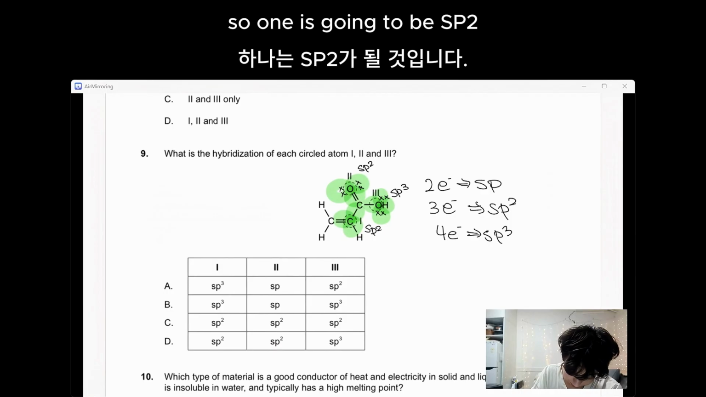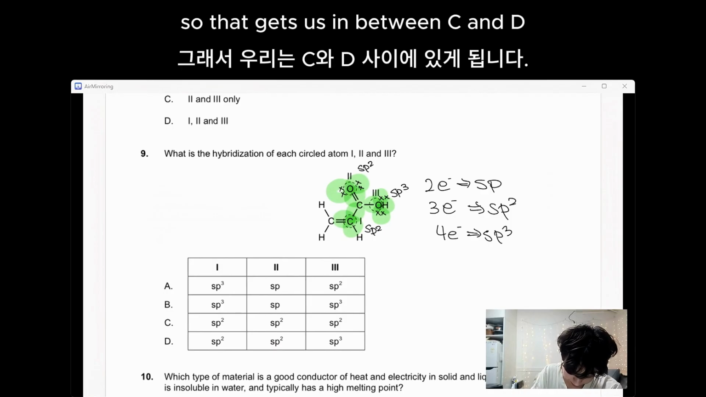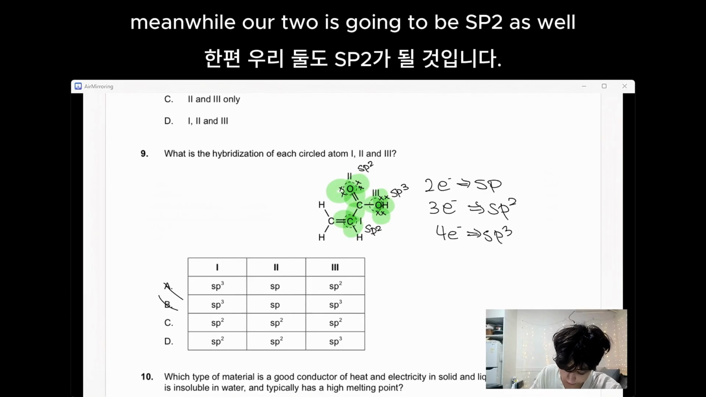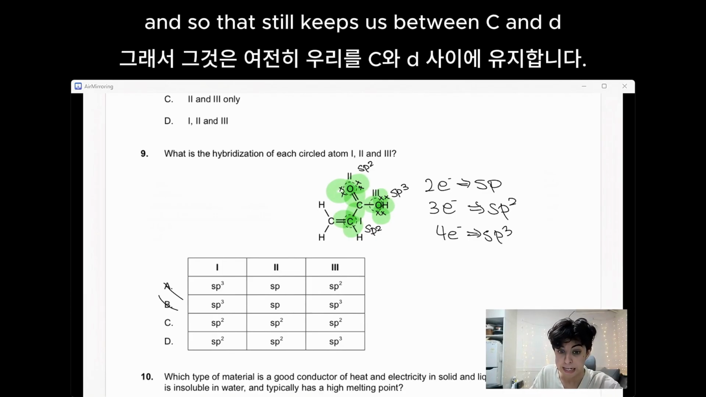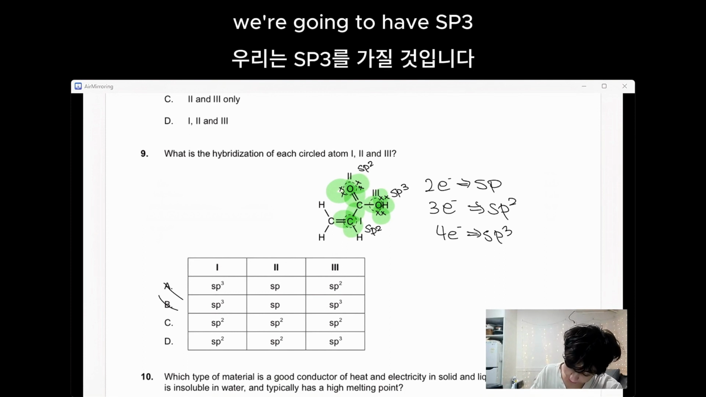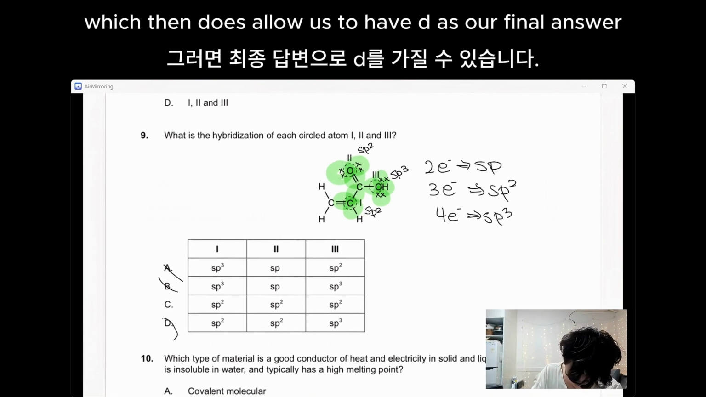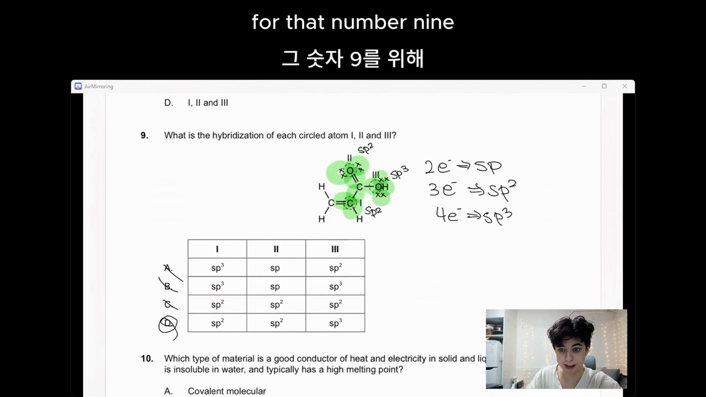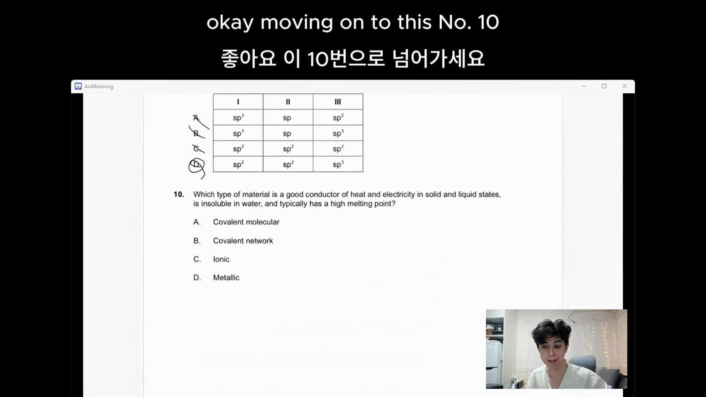So 1 is going to be sp2, so that gets us in between C and D. Meanwhile, our 2 is going to be sp2 as well, and so that still keeps us between C and D. And meanwhile, 3, we're going to have sp3, which then does allow us to have D as our final answer for that number 9. Okay, moving on to this number 10.